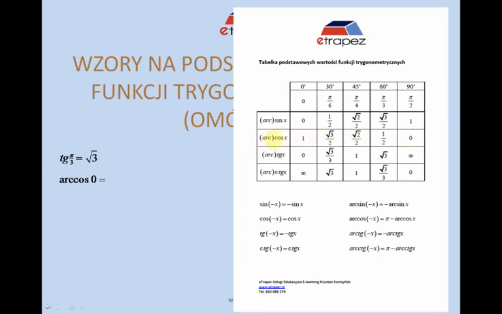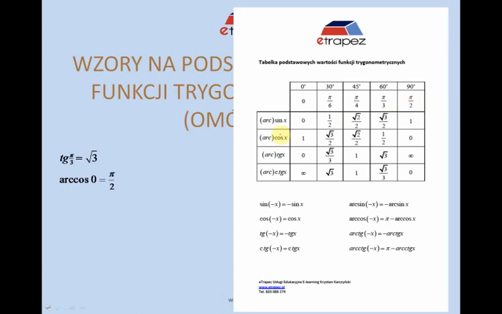Inverse cosine of something: here we find 0 in this row, and we read this value. So the result will be pi over 2. Because cos and arccos are inverse functions, cos of pi over 2 is 0, so arccos of 0 is pi over 2. It's like reading this table the other way around.